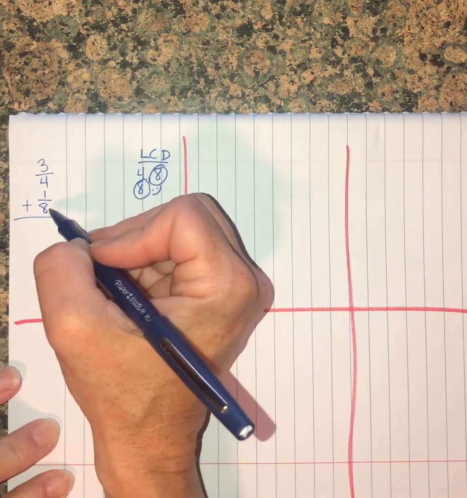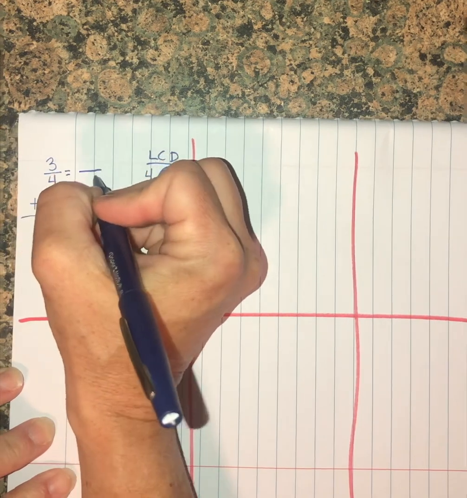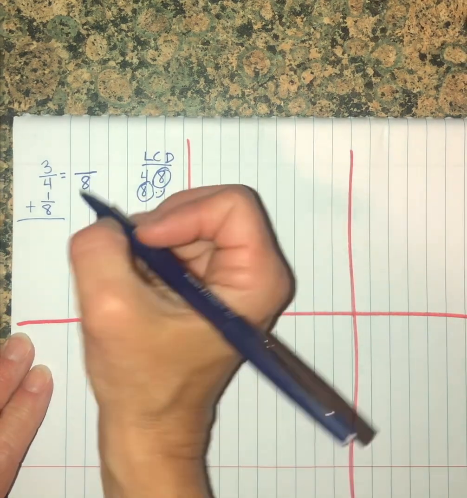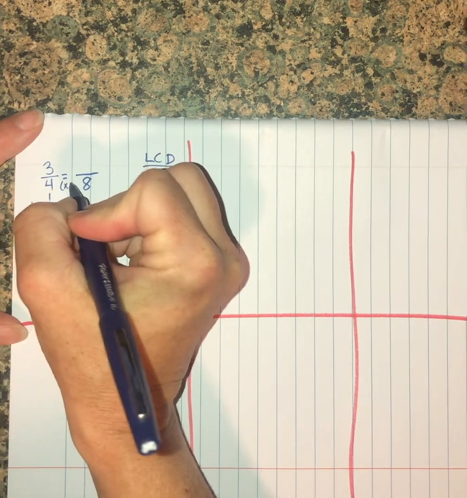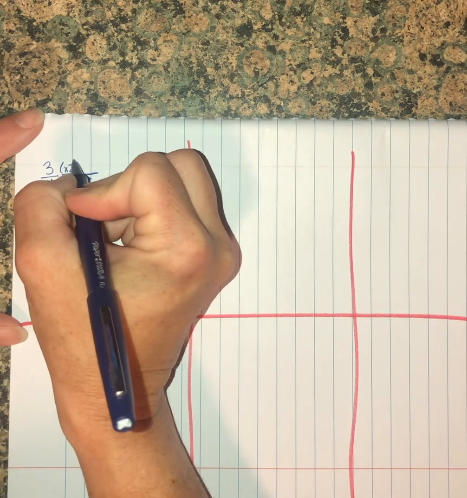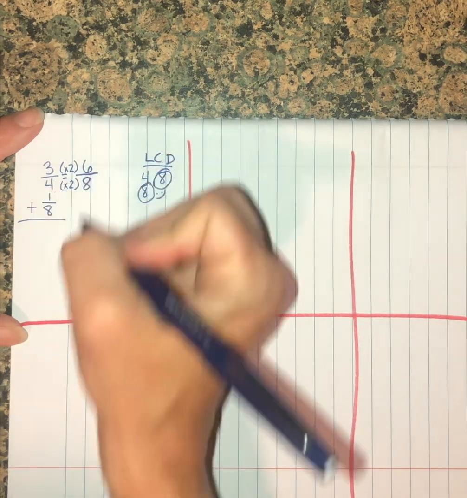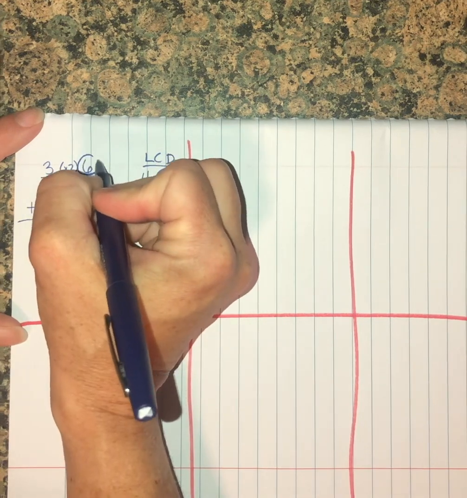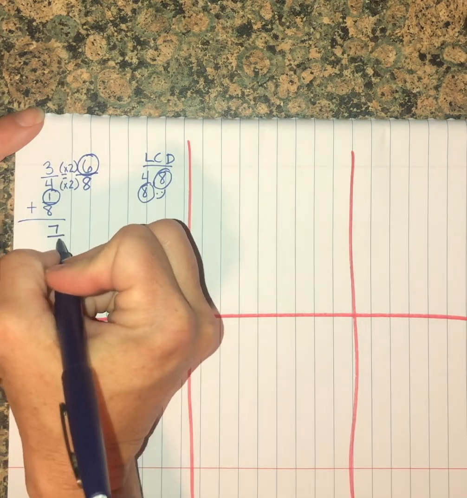So on this problem, I don't have to change him, but the 3/4 we're going to turn into an 8ths and create an equivalent fraction. To do this, we have to multiply the denominator and the numerator by the same number. On this one, 4 times 2 is 8, so I'm going to do 3 times 2, which is 6. And once I get them both 8s, now I can add the 6 and the 1, and I get 7/8.